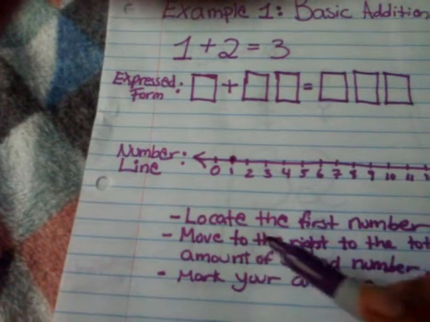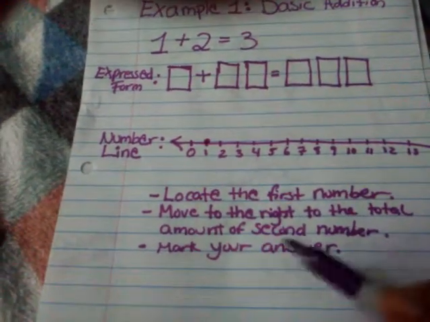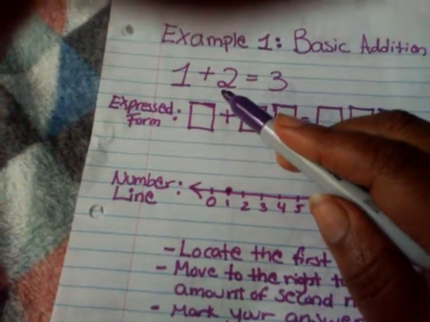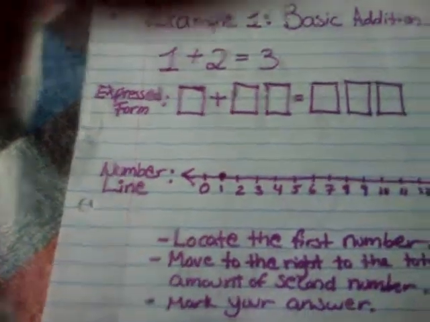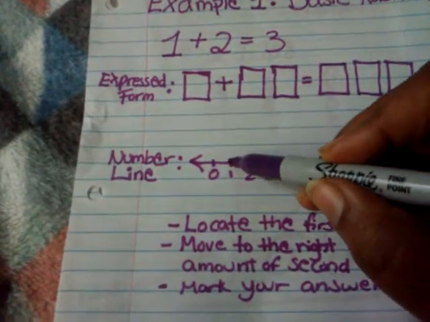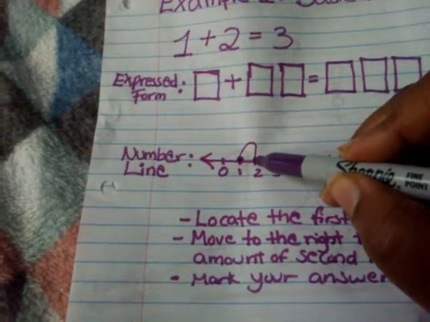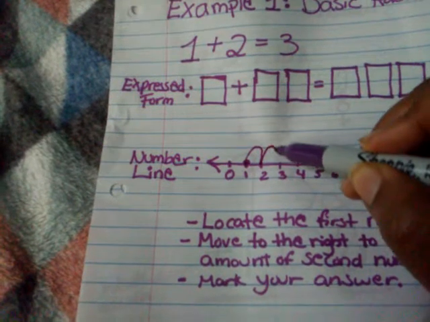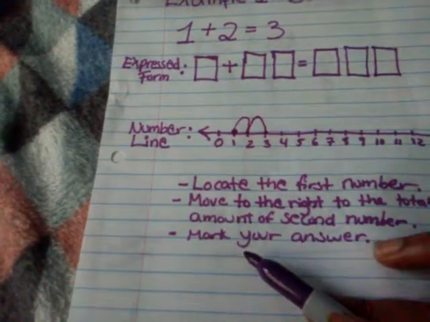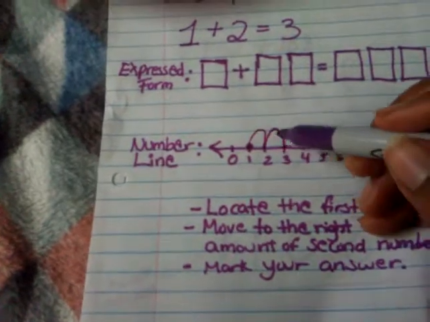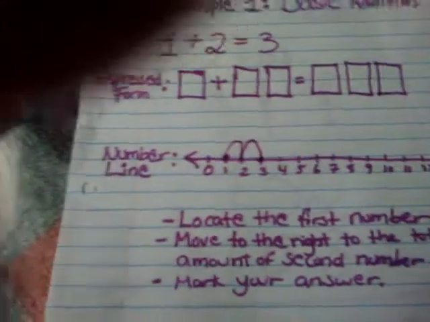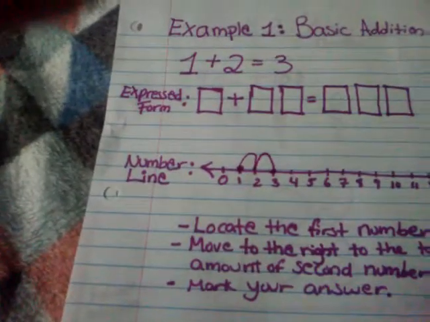Then it says move to the right the total amount of the second number. The second number is 2, so that means we have to go 2 times. I move 1 time and I move 2 times. Then it says mark your answer, and I mark my answer. So basically 1 plus 2 equals 3.